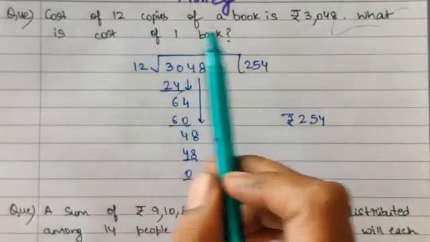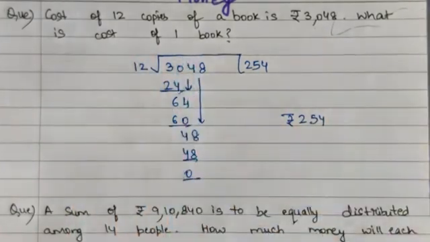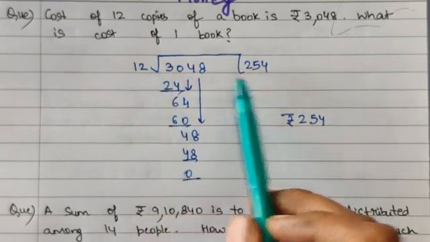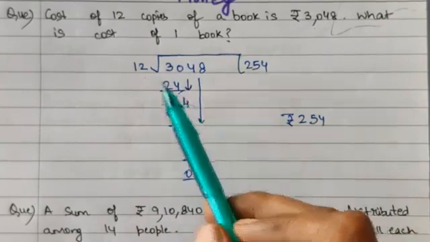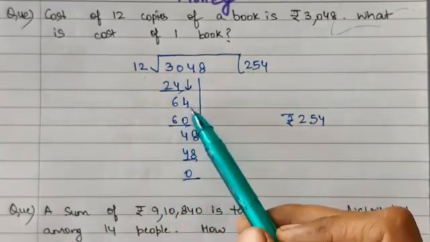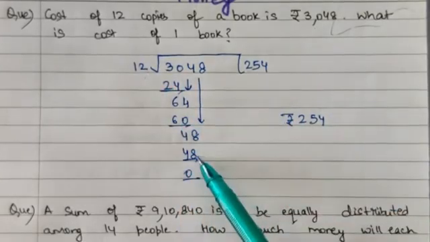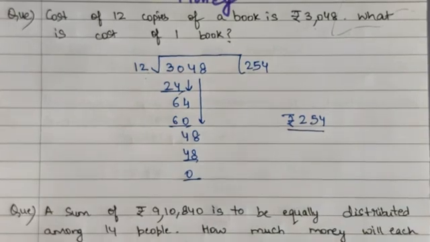Next is, the cost of 12 copies is given to you and you have to find the cost of one book. Now children, whenever the cost for more is given to you and for one you have to find out, always do the division. So now 3048 by 12. 12 into 2, 24. 30 minus 24, 6. 4 comes down. 12 into 5, 60. 64 minus 60, 4. 8 comes down. Then 12 into 4, 48. So what we get? 254.